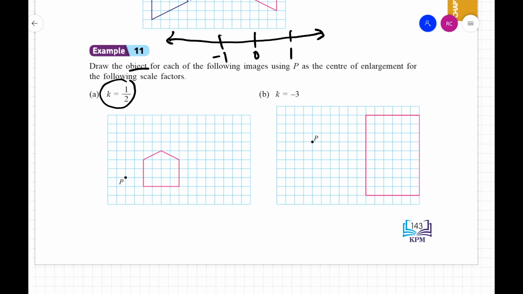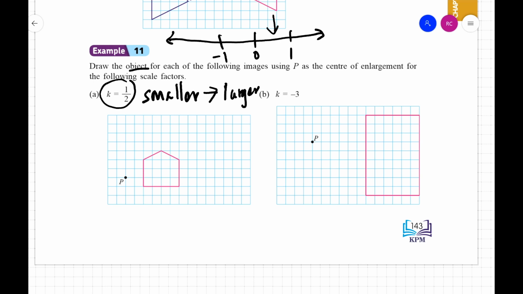The image, if K is 1 over 2, it falls over here, right? Meaning that the image is smaller. The image is smaller. So now you are given the image, but then you were asked to draw the object. So for sure, the object will be the opposite way. You are going to draw the object bigger or larger.